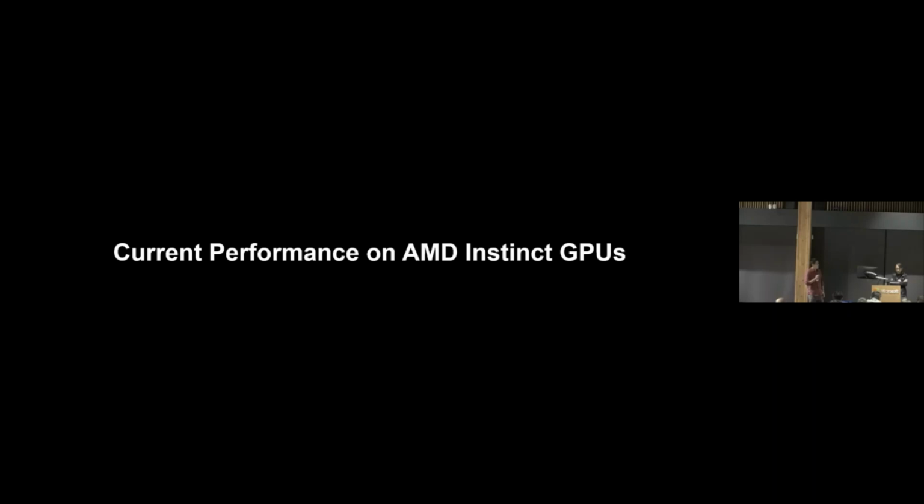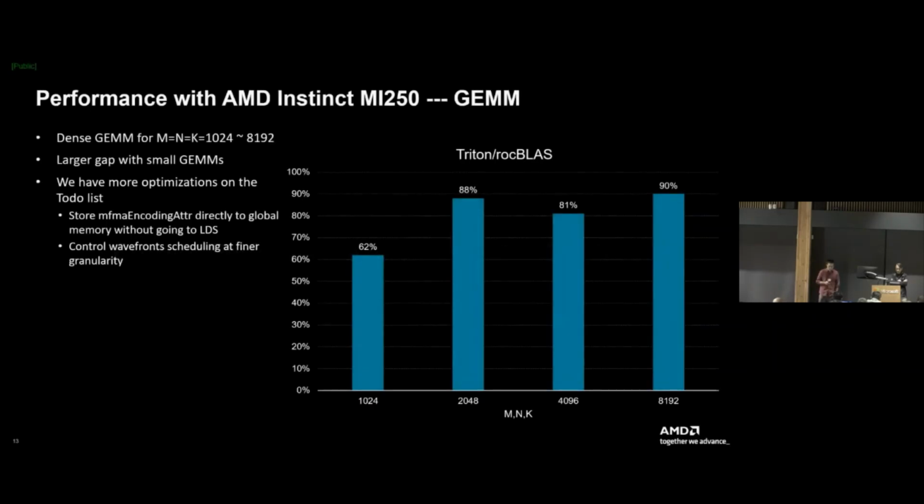Okay, GEMM performance. This is an internal comparison of Triton and rocBLAS on dense GEMMs with different MNK values. As you can see, we are still lagging behind rocBLAS, and we have larger gaps with small GEMMs. This is basically our to-do work. We are optimizing on this all the time.